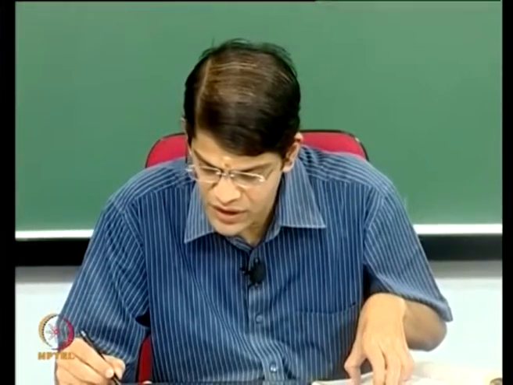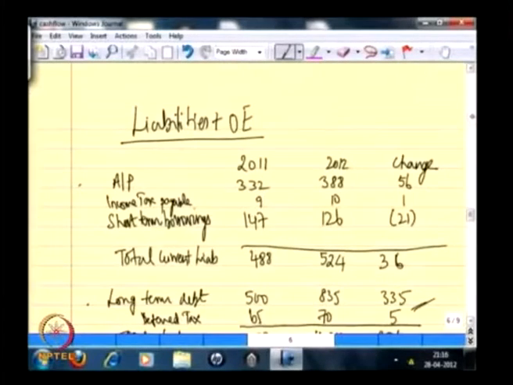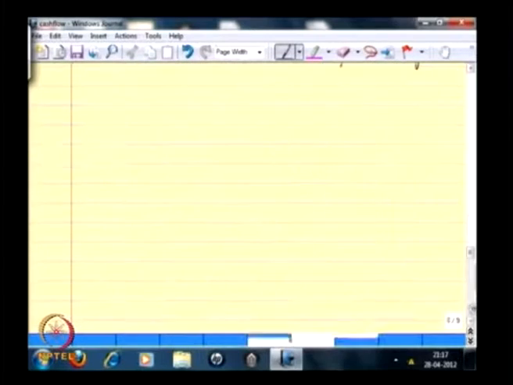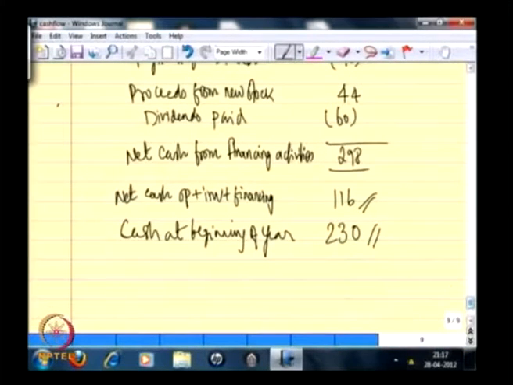sheet. And in the balance sheet, in the example that I gave you before, the closing cash is, I remember it to be 326. The opening cash was 230, the closing cash is 326. So, if we have prepared the cash flow statement correctly, then this 230 plus 116 must be equal to 326, which of course it is not, it is 346. So, last class I left with a question: how do we accommodate this difference of 20?